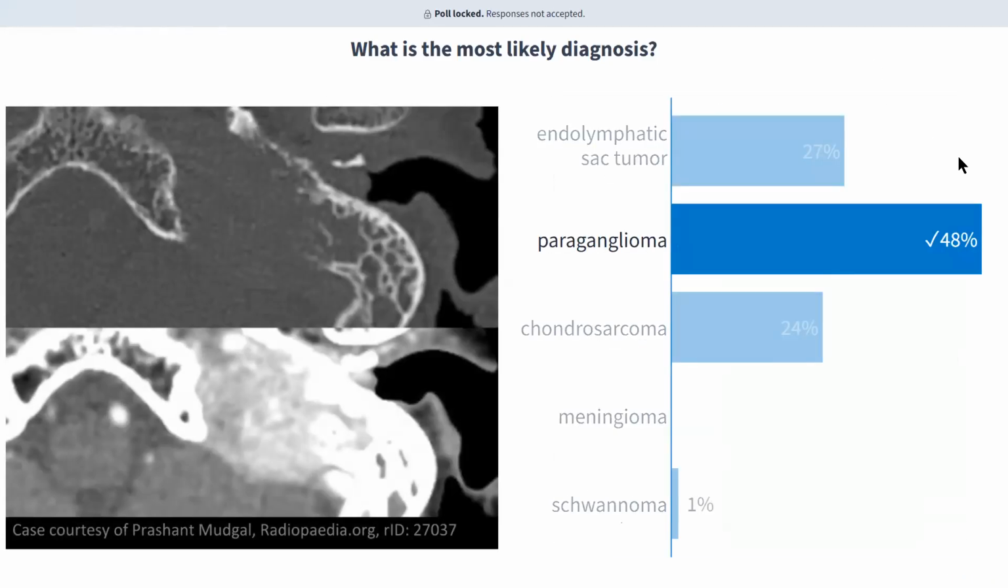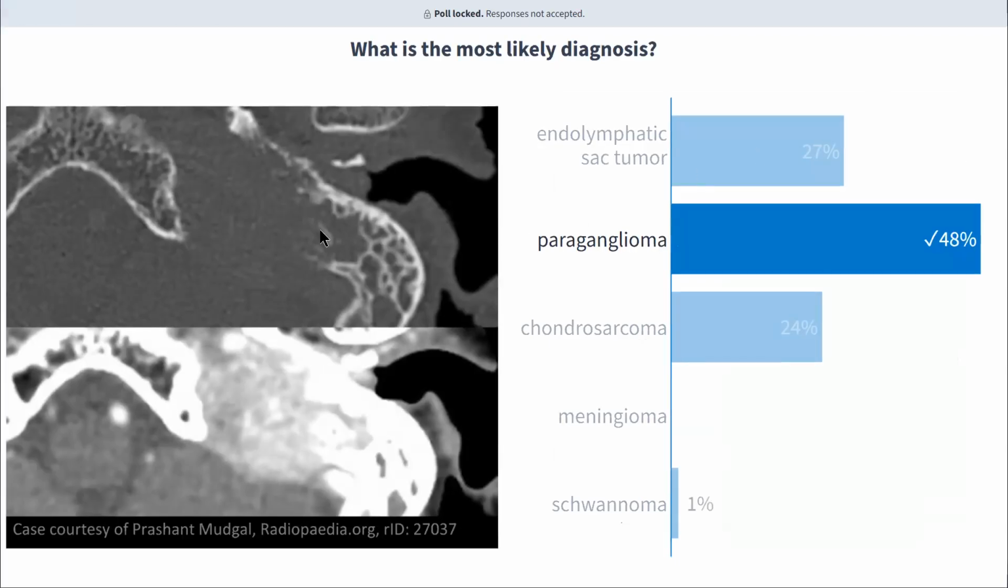Okay, the correct answer is paraganglioma, and 48% of you got this correct. So what we're dealing with are masses of the jugular fossa or the jugular foramen. And the main differential for primary tumors of the jugular fossa are going to be paraganglioma, meningioma, and schwannoma.